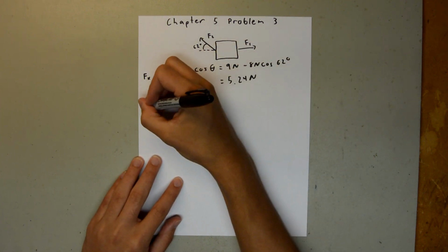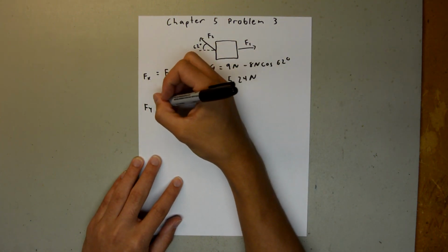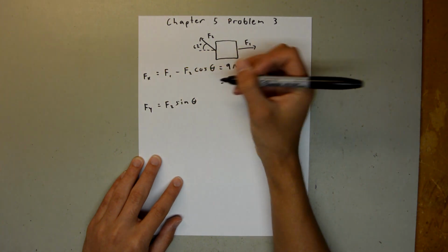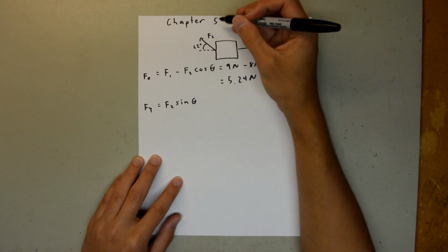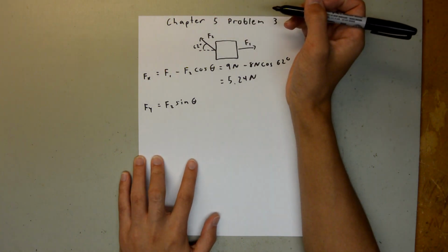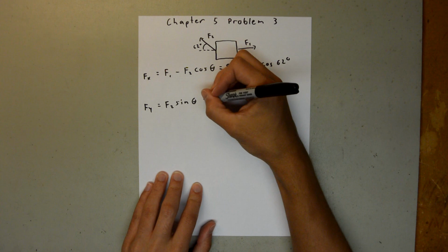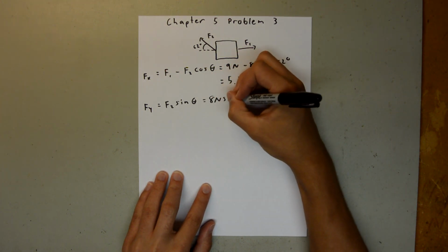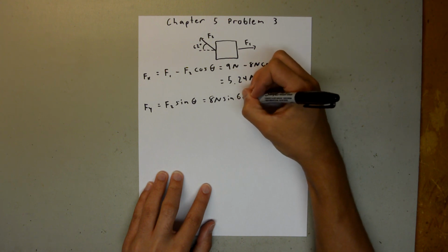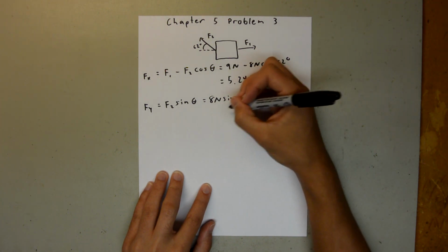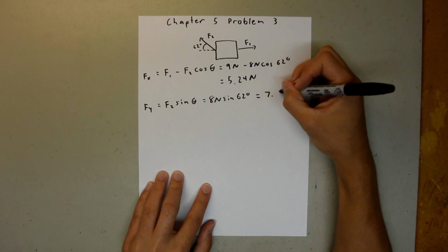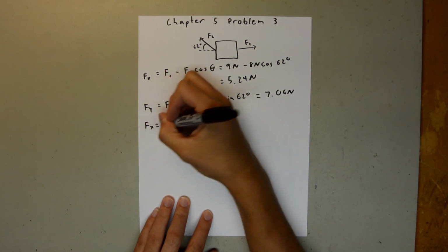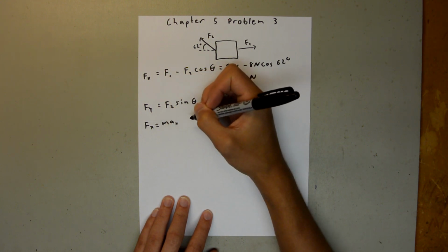And then we can do the same thing for the y direction. F of y is equal to F2 sine theta. So in this case, the only force in the y direction is the y component of force number 2. And again, we have those values, so we can just plug them right in. 8 newtons times the sine of 62 degrees, and that is equal to 7.06 newtons.